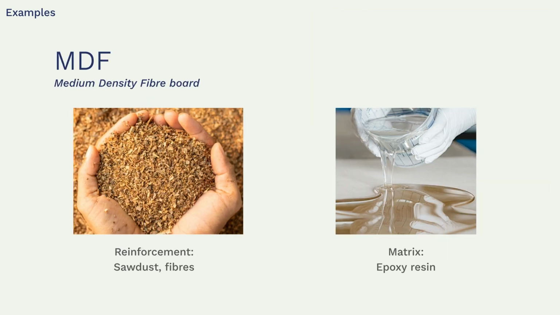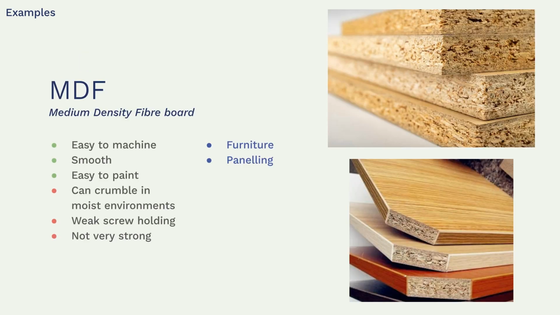MDF, or medium density fiberboard, is made by compressing sawdust or wood fibers and again binding it with resin. MDF is easy to machine, smooth, and it's easy to paint. That's why it's used for decorative applications like furniture and paneling. However, it can crumble in moist environments and has weak screw holding. It's also not for heavy loads.